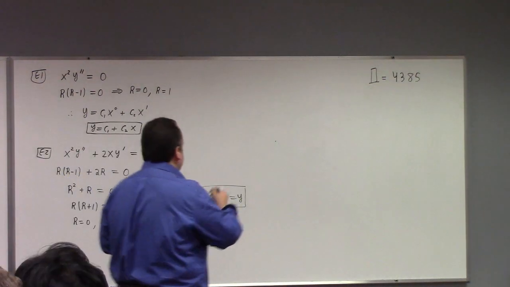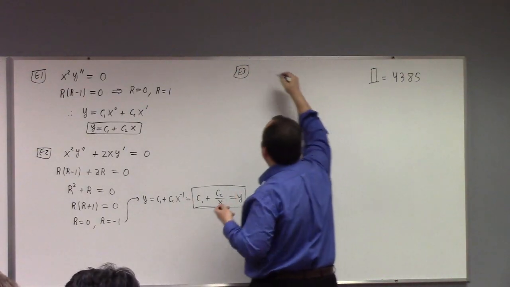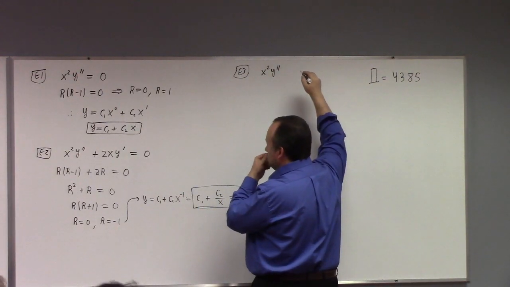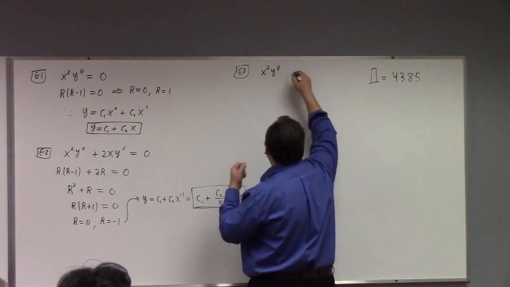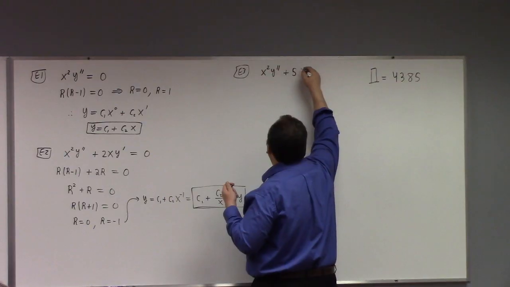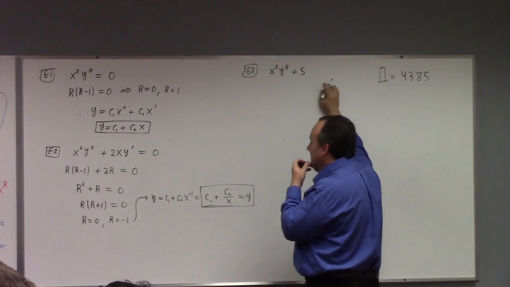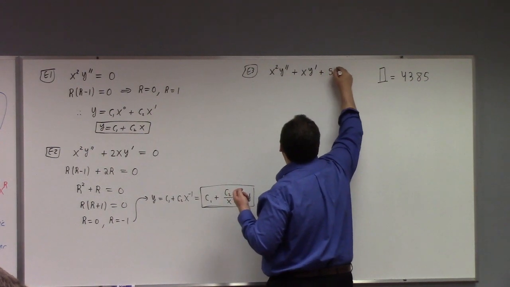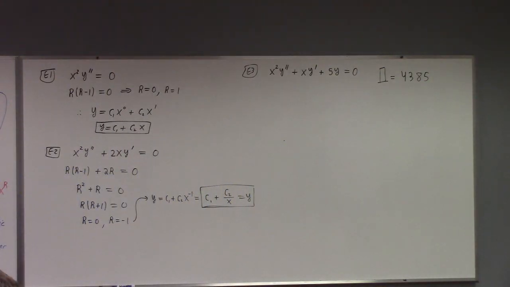Okay, how about example 3? What if we have x squared y prime prime plus, oh, that's not what I want. I'm sorry, give me a second here, I'm thinking. Plus x y prime plus 5y equals 0. Let's take a stab at that one. See what happens to us.